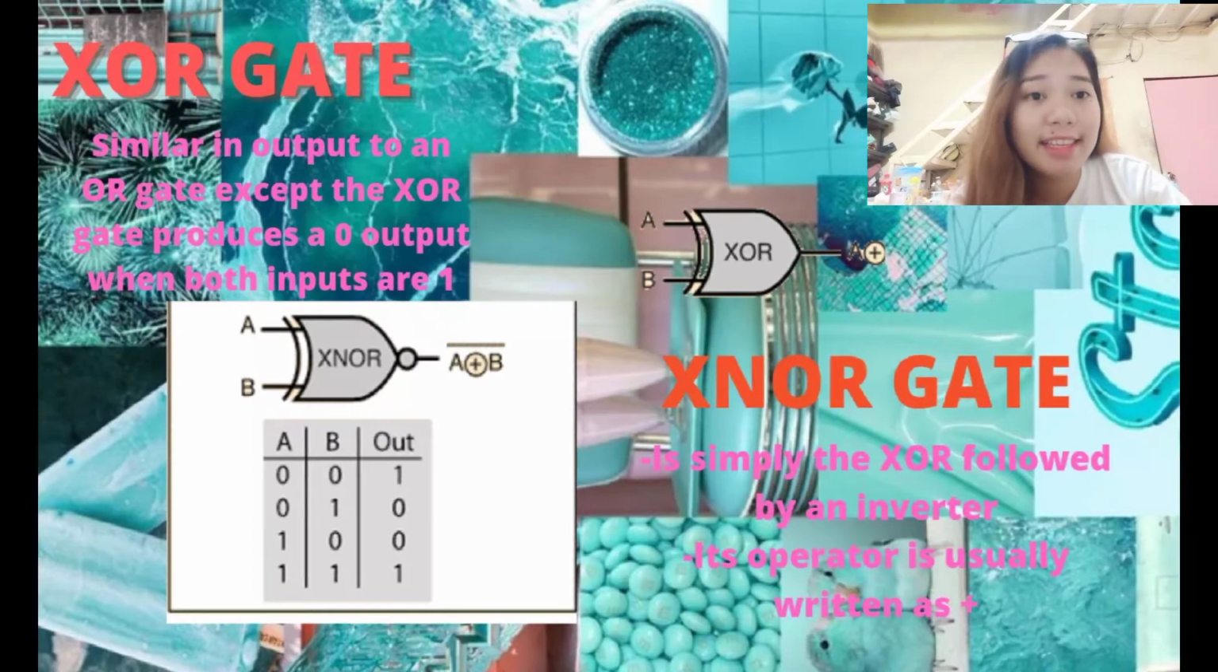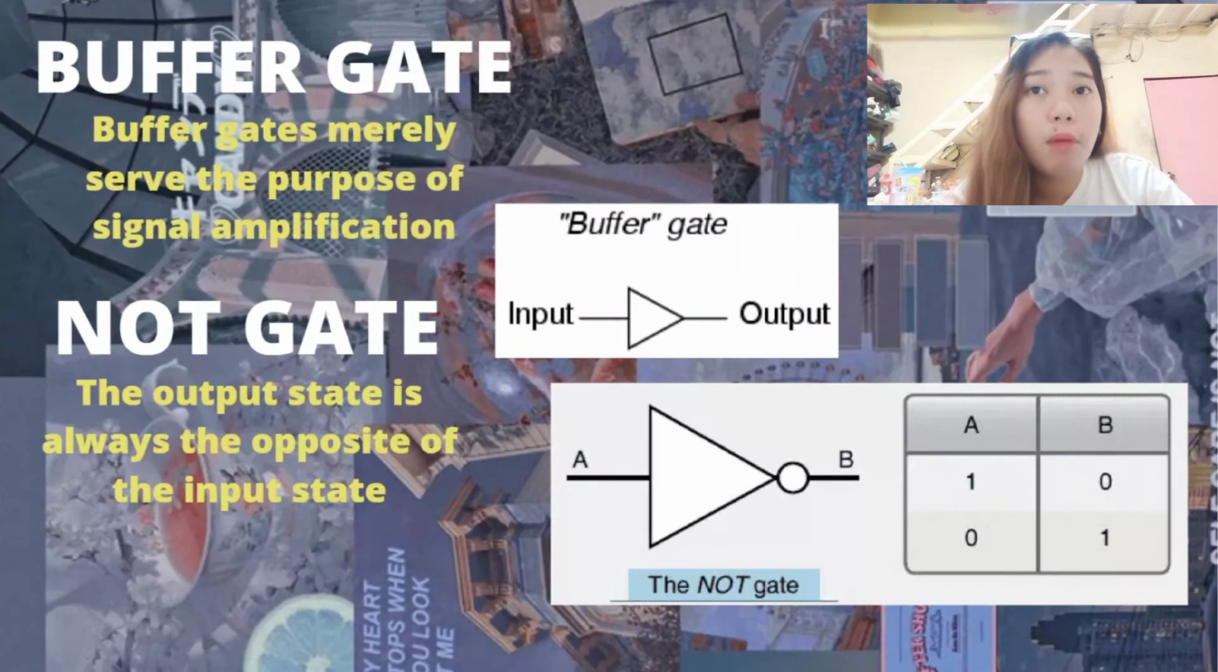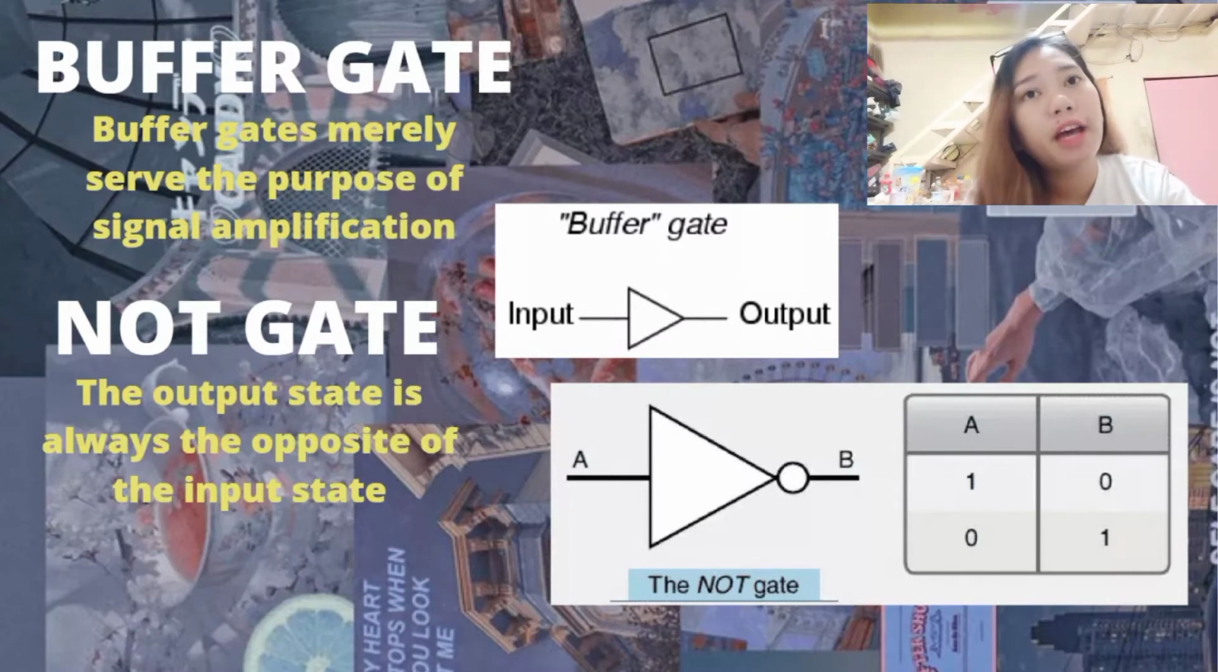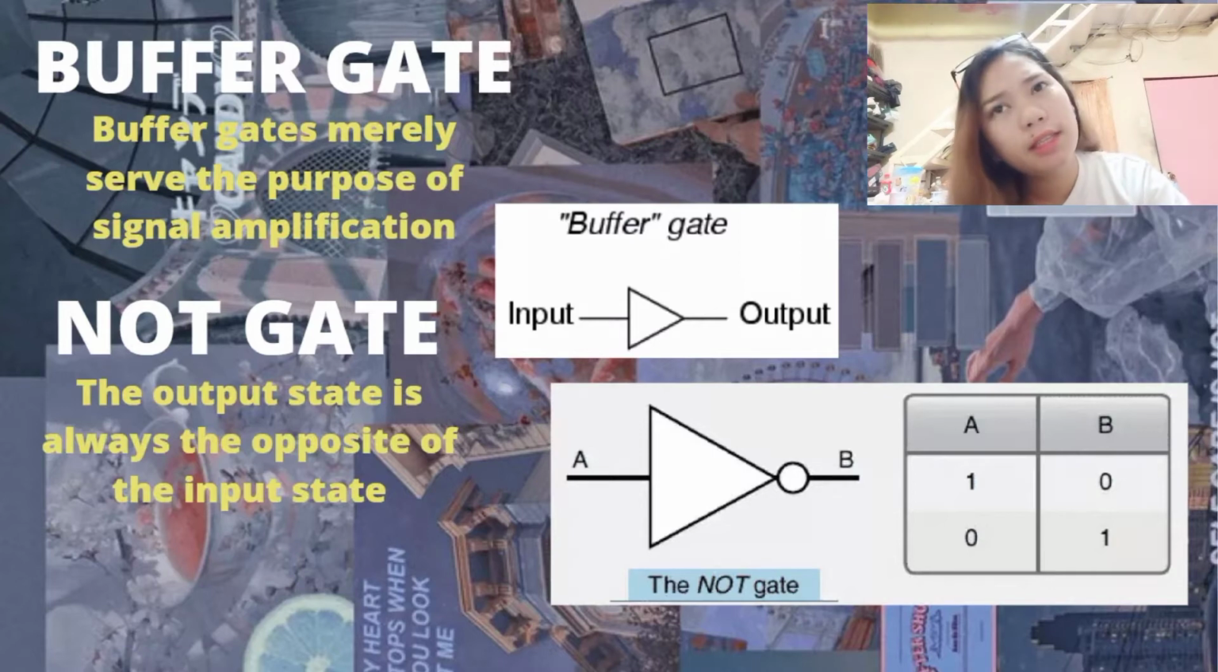Then next is the buffer gate. A buffer gate merely serves the purpose of signal amplification. The buffer gate is manufactured to perform the same function as two inverters. Its symbol is simply a triangle with no inverting bubble on the output terminal.